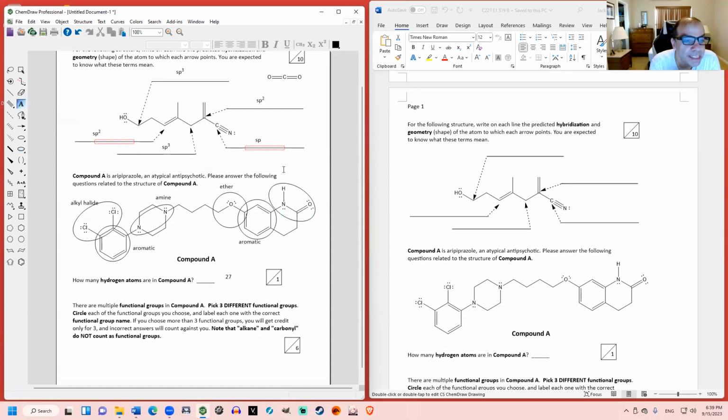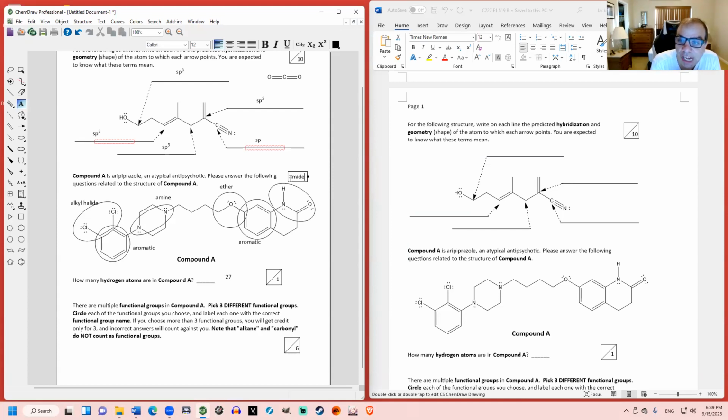And that's not an amine any longer. That's an amide. So an amide is a nitrogen next to a carbonyl, just like a carboxylic acid is OH next to a carbonyl. An ester is O-alkyl next to a carbonyl. So there's lots of different carbonyl-containing functional groups.